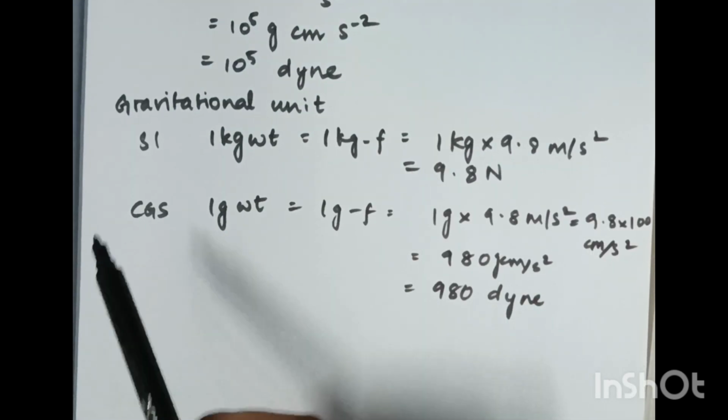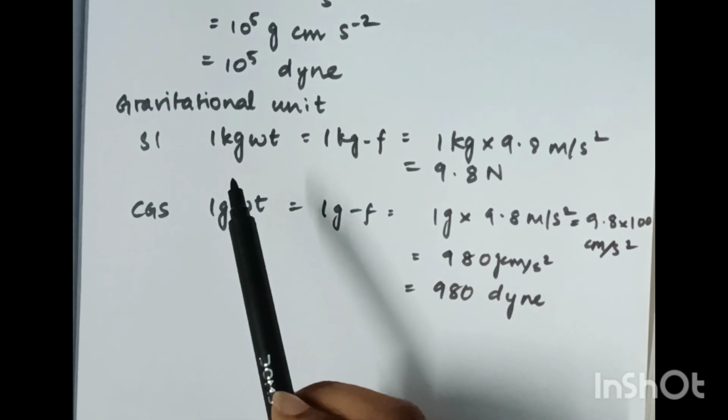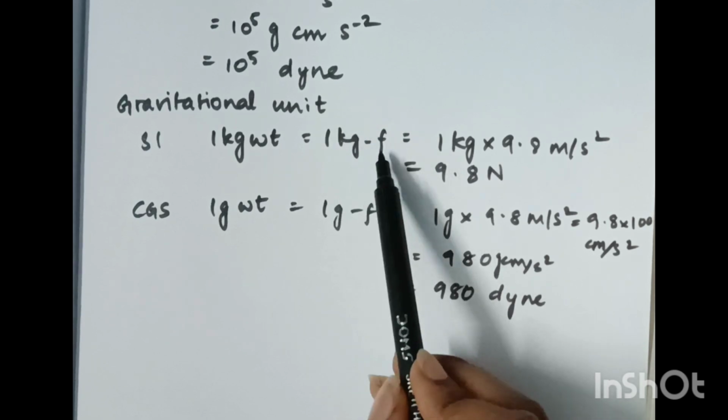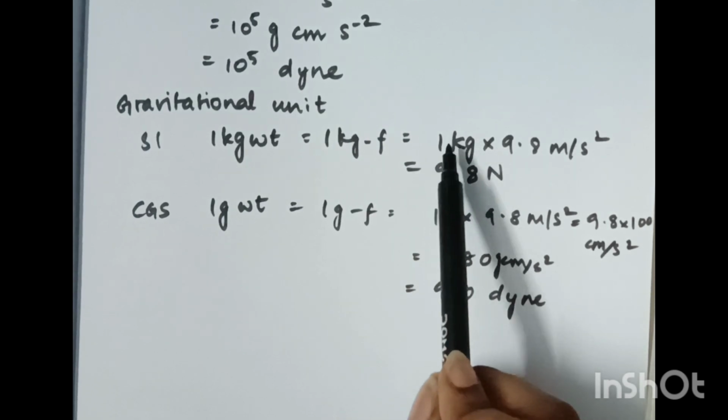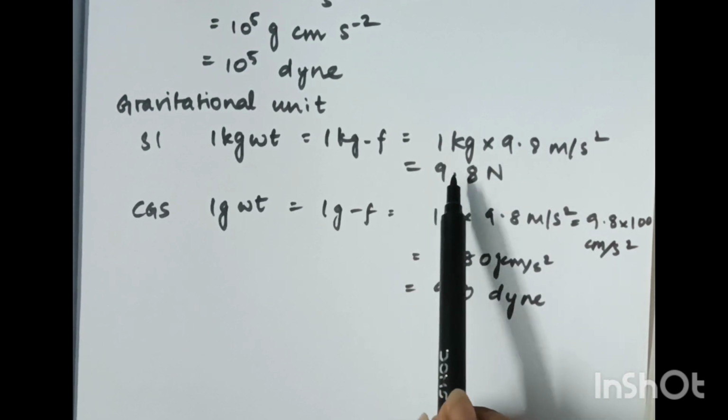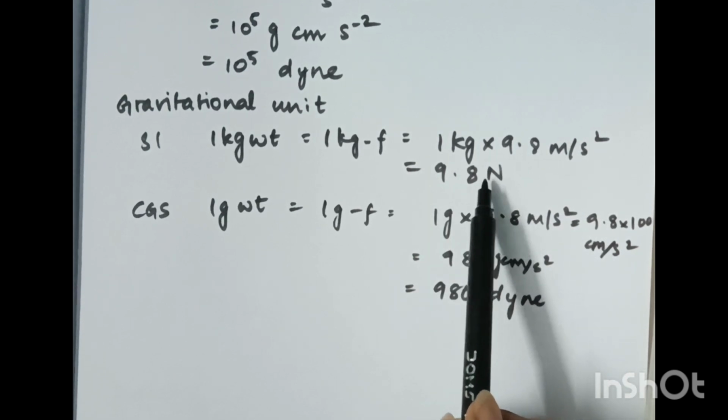Let us see something about gravitational units. 1 kilogram weight is nothing but 1 kilogram force. This can be written as 1 kilogram into 9.8 meter per second square. So this equals 9.8 Newton.